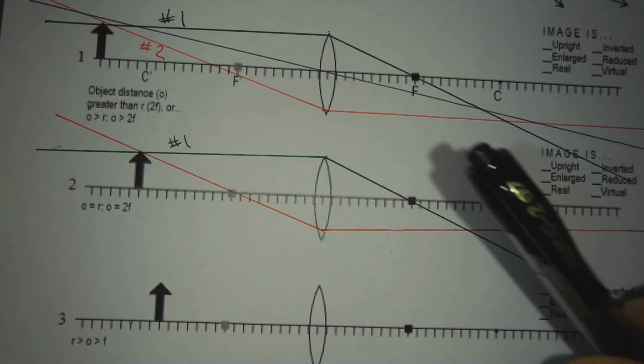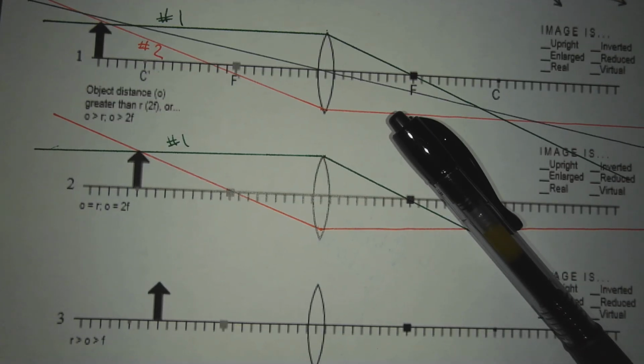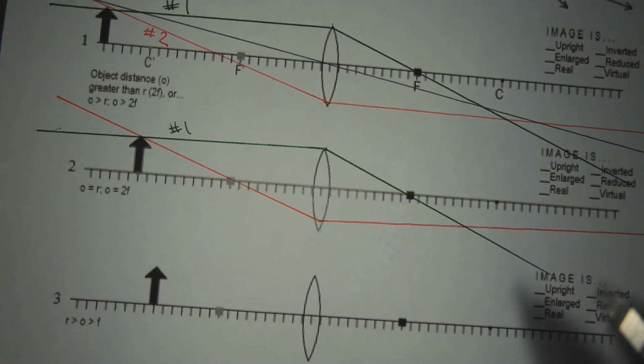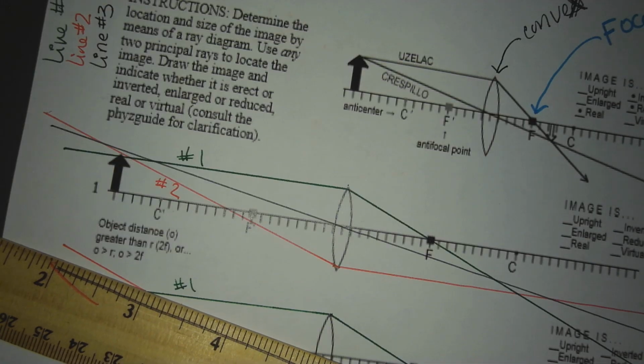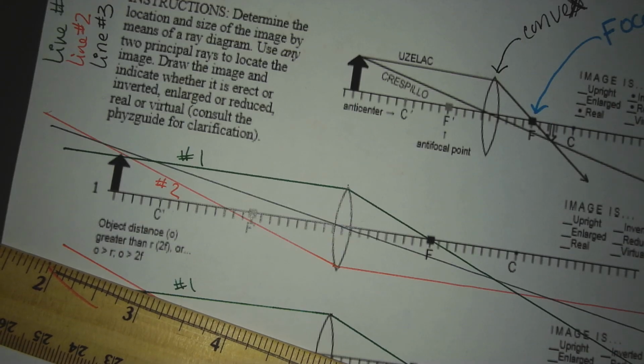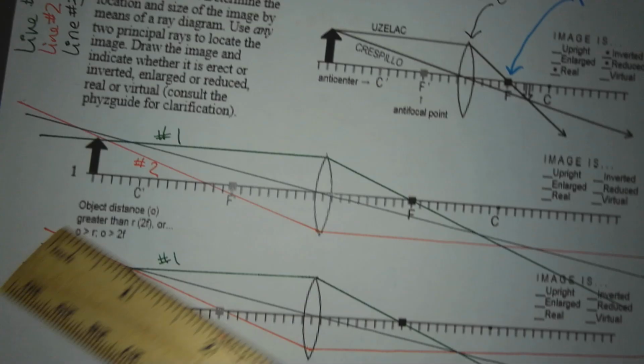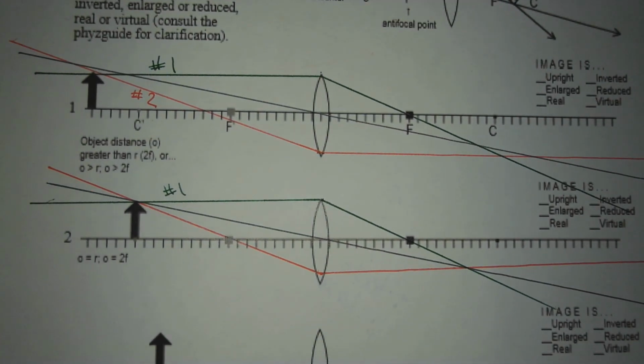The third line, pen or a pencil, you're going to go from the top of the object through the smack dab middle of your lens. From the top of the object to the smack dab middle. Somewhere like that. Oh man, that's some good drawing. Woo! All 3 lines connected.